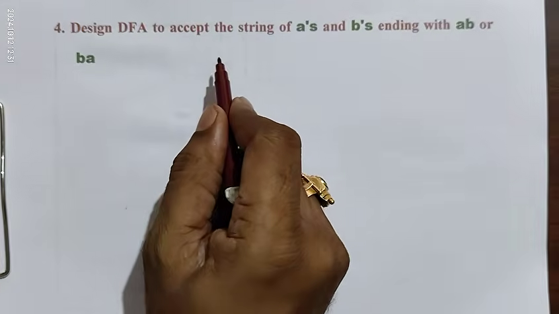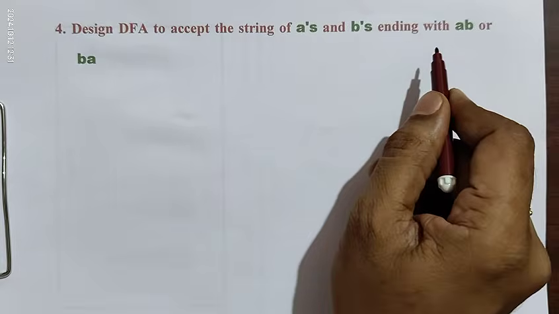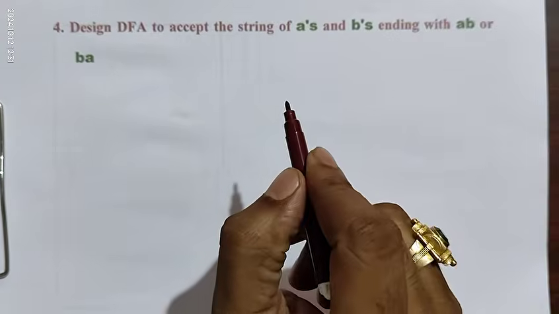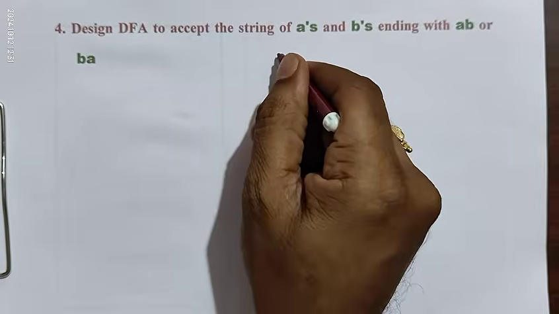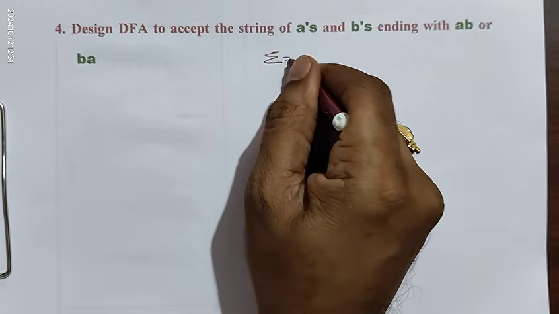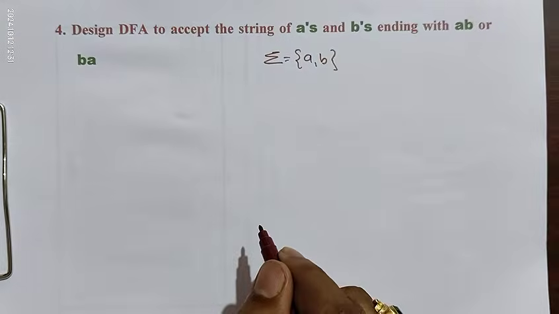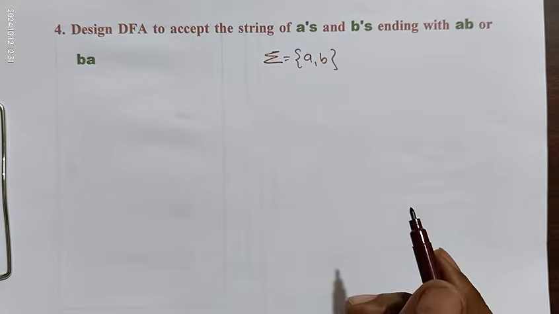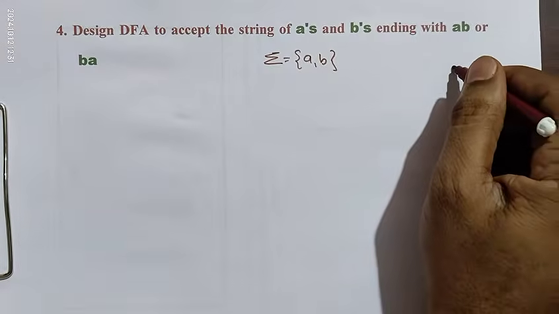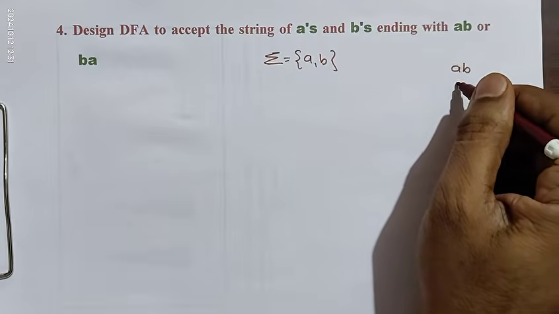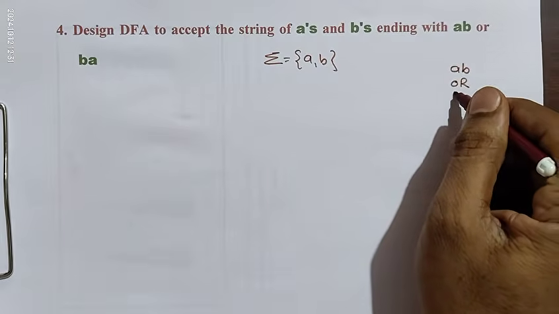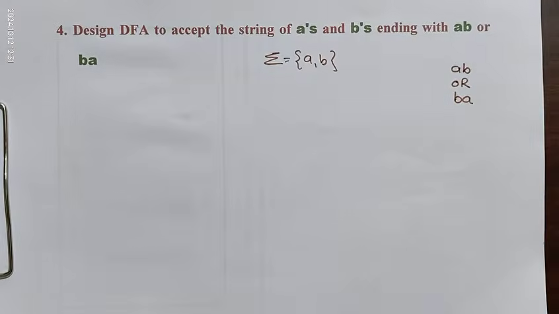Design a DFA to accept the string of A's and B's that ends with AB or BA. From these two input symbols, A and B, we must generate strings that end with either AB or BA. But the initial length of the string is 2, AB or BA.